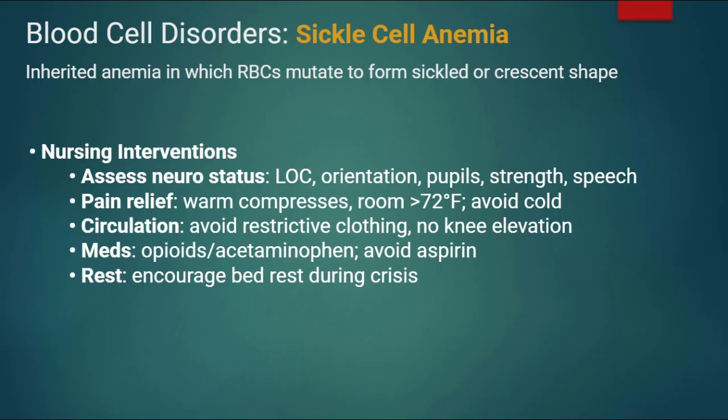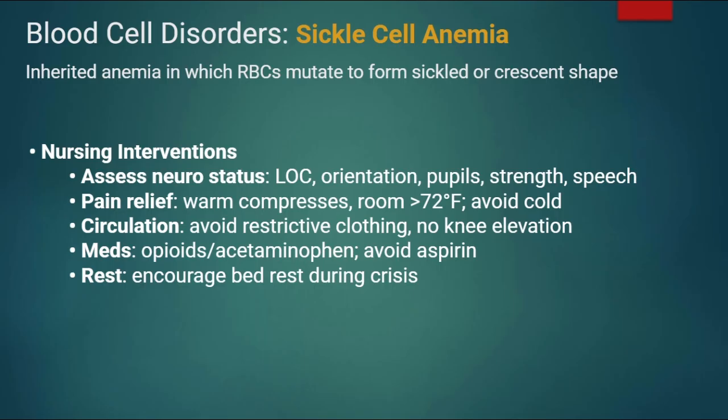For pain management, we use warm compresses, warm blankets, and ensure the room temperature is above 72 degrees Fahrenheit to prevent vasoconstriction. Cold compresses should be avoided, as cold can trigger sickling by reducing blood flow. We also teach patients to avoid restrictive clothing or raising the knees in bed, since both can impair circulation.